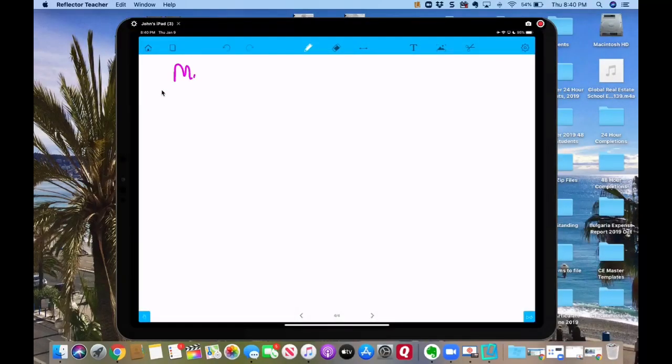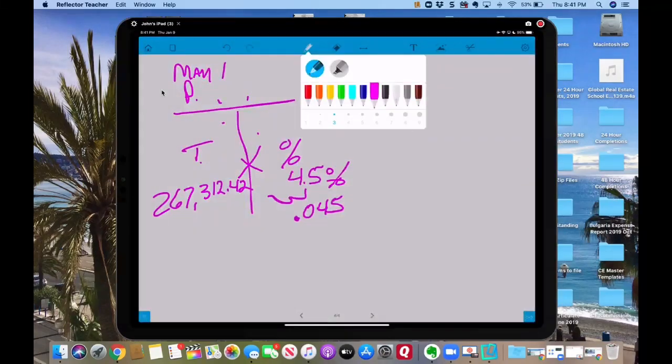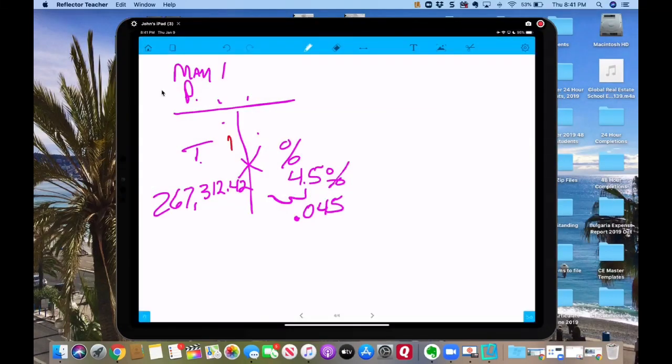We're on May 1 now, right? And so we're going to do another T problem. Remember, this is part, total, percent. So the new loan balance is $267,312.42. The interest is 4.5%. John says move that decimal over 2 places. Our math tells us to do what? Tells us to multiply because we have the 2 bottom numbers.